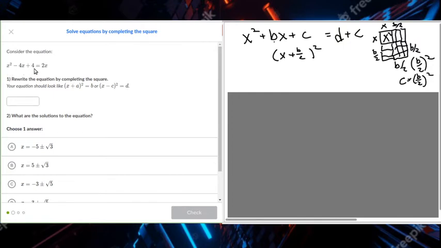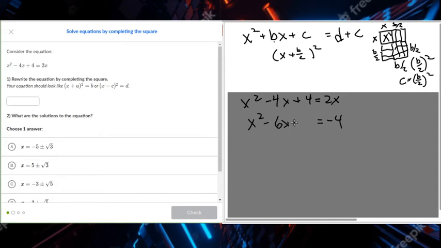So here's the equation. We want to rewrite the equation in that same form, and then we're going to solve it. So our equation is x squared minus 4x plus 4 is equal to 2x. So I'm going to subtract the 2x on both sides and subtract 4 on both sides. So I'm going to end up with x squared minus 6x. That's negative 4x minus 2x. 2x minus 2x is 0 on this side. And I'm going to subtract 4 from both sides. I'm going to end up with that.